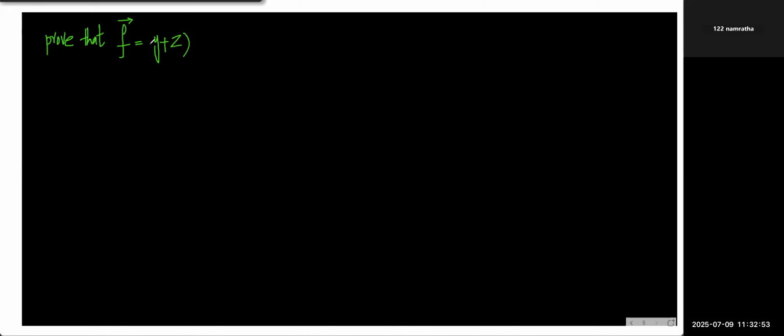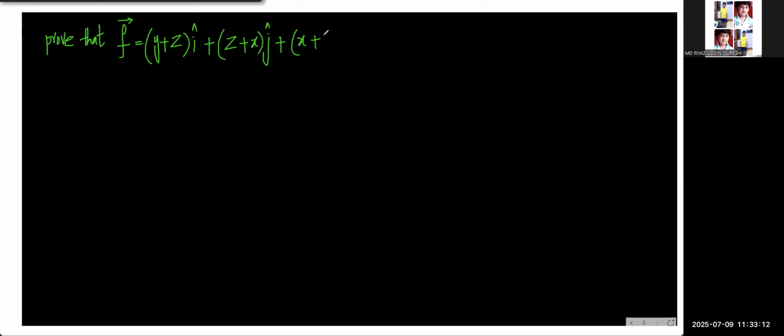See, that question is: prove that F equal to (y plus z) i cap plus (x plus z) j cap plus (x plus y) k cap is irrotational.